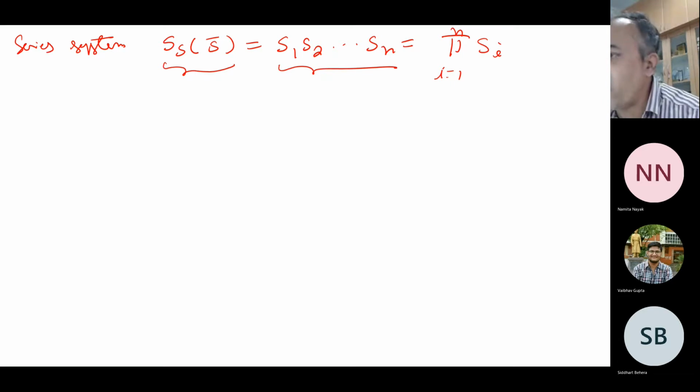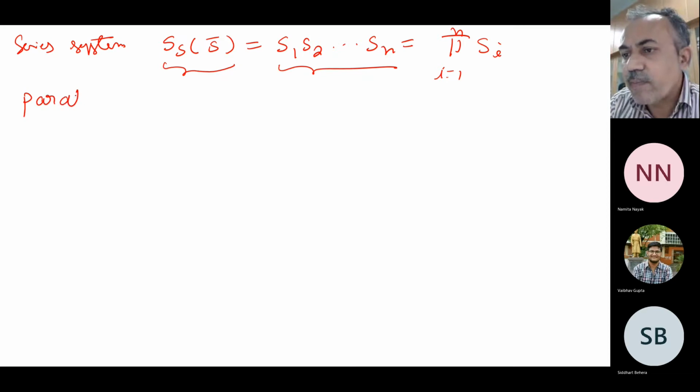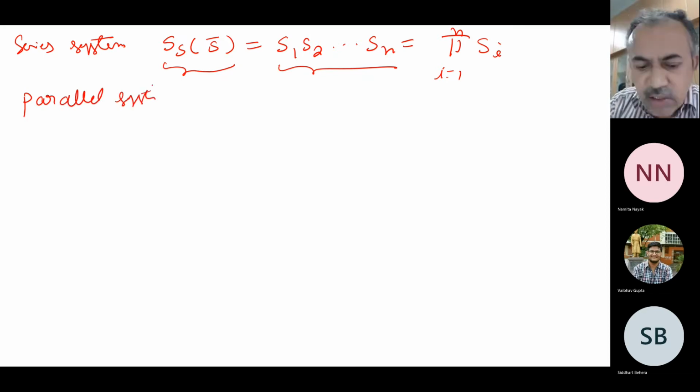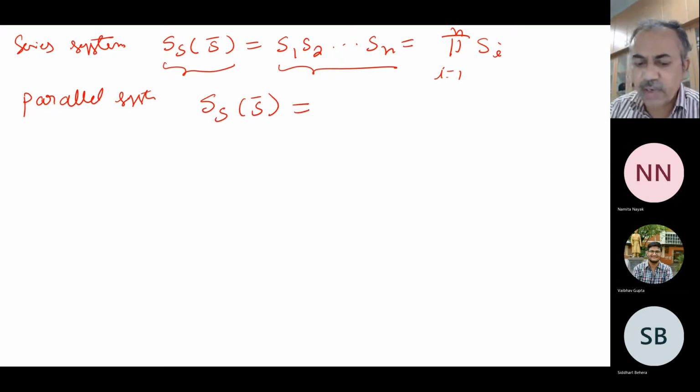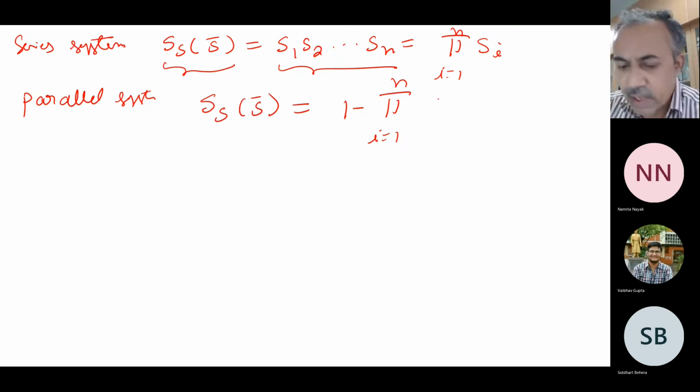These are not probabilities of failure. Okay, so we are writing how to represent a system using these Boolean variables itself. Now the system is parallel, say. So what's the meaning of a parallel system? How do we write this expression? I will write it like this actually: the product over i equal to 1 to n of 1 minus Si.